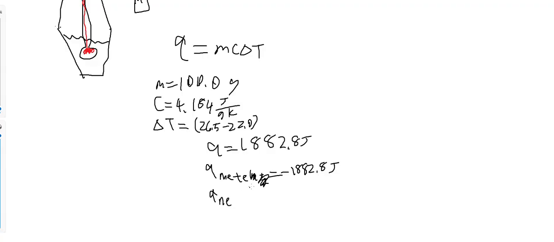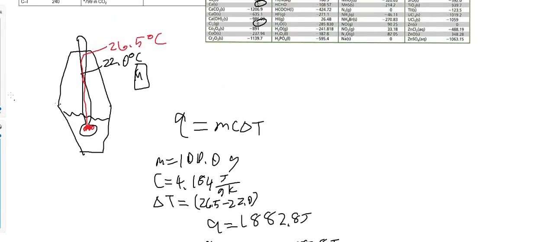So Q metal, sorry I misspelled this, metal is equal to negative 1880 joules. Do it in kilojoules, which AP loves, and you get 1.88 kilojoules. So now that we've covered calorimetry, let's move on.